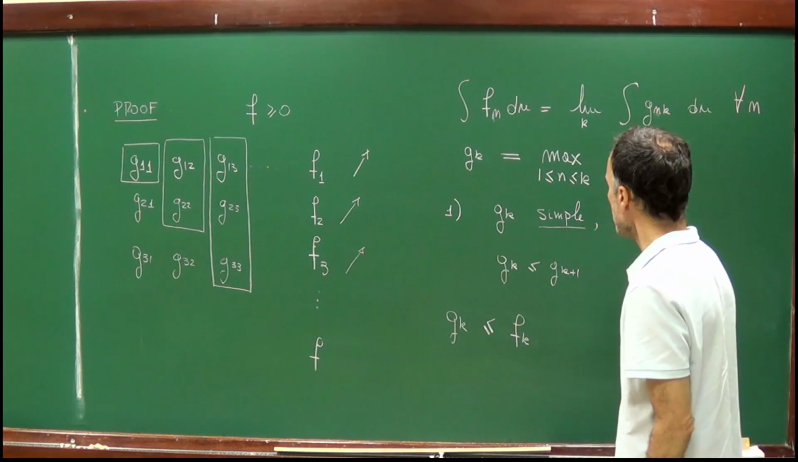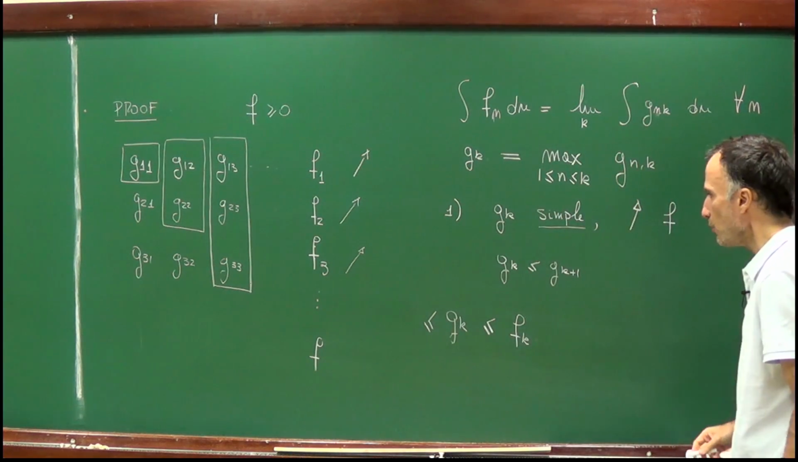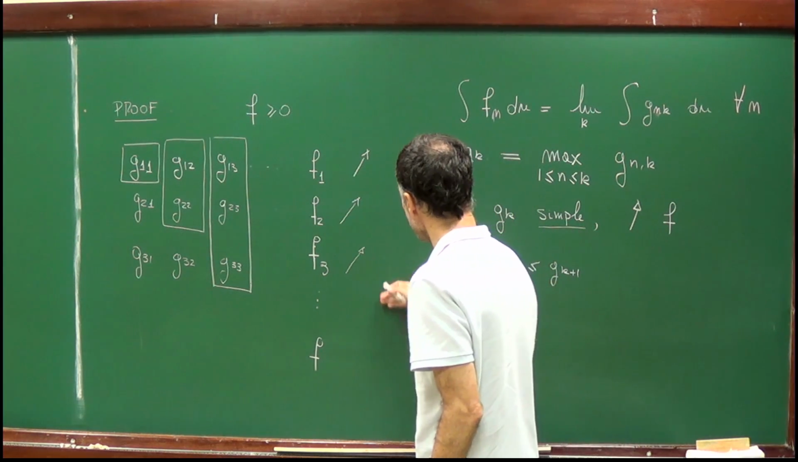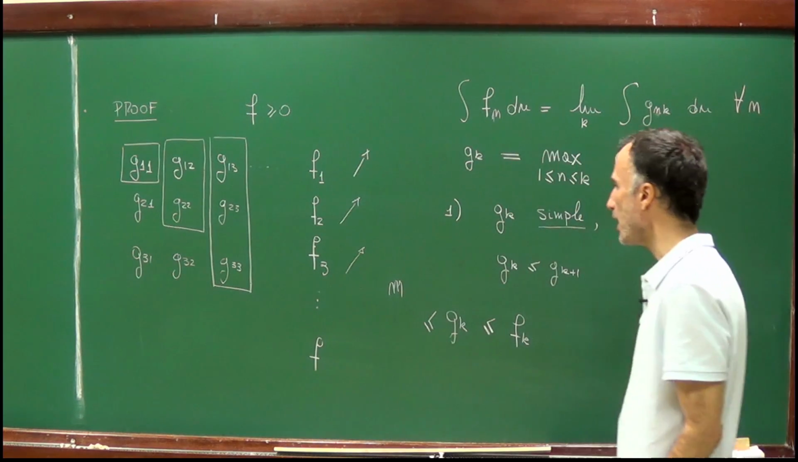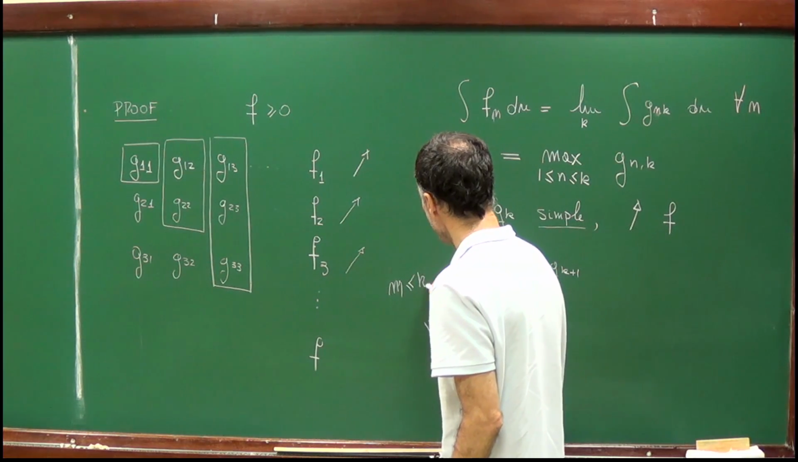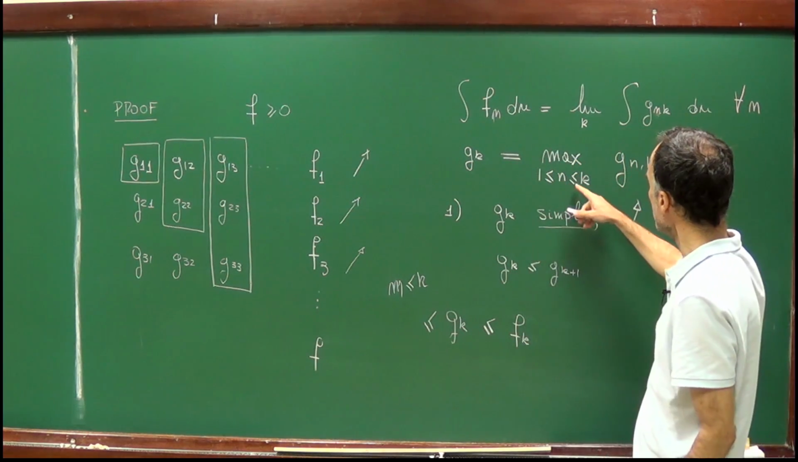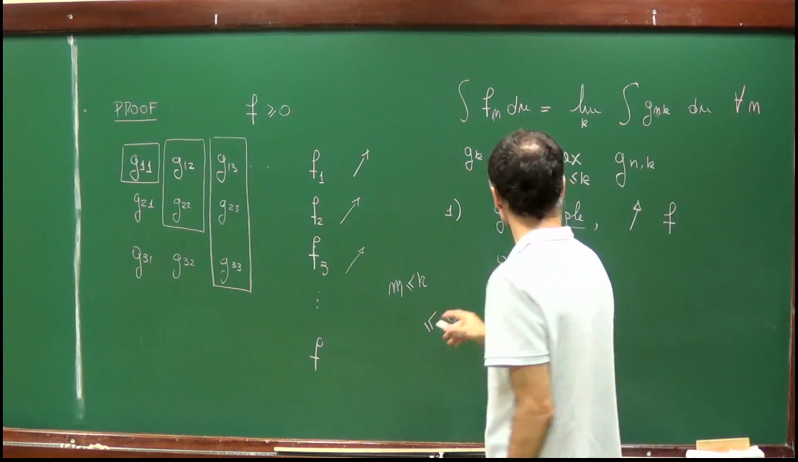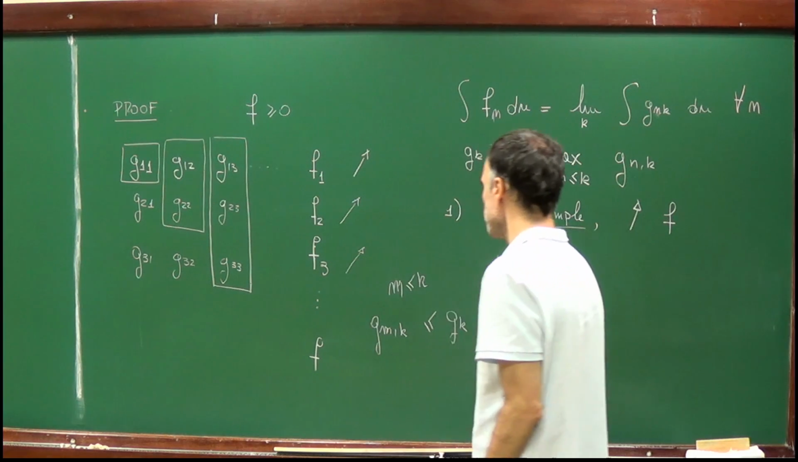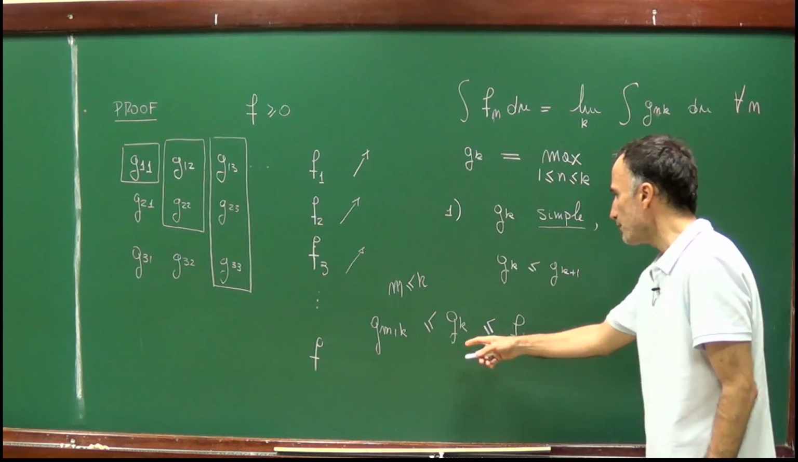So g_k is smaller than f_k. And now what I claim is that if I fix some integer m, and I take k larger than m, then since g_k is the maximum over all n between 1 and k, g_k is certainly larger than g_{m,k}. So this is true for any fixed k.